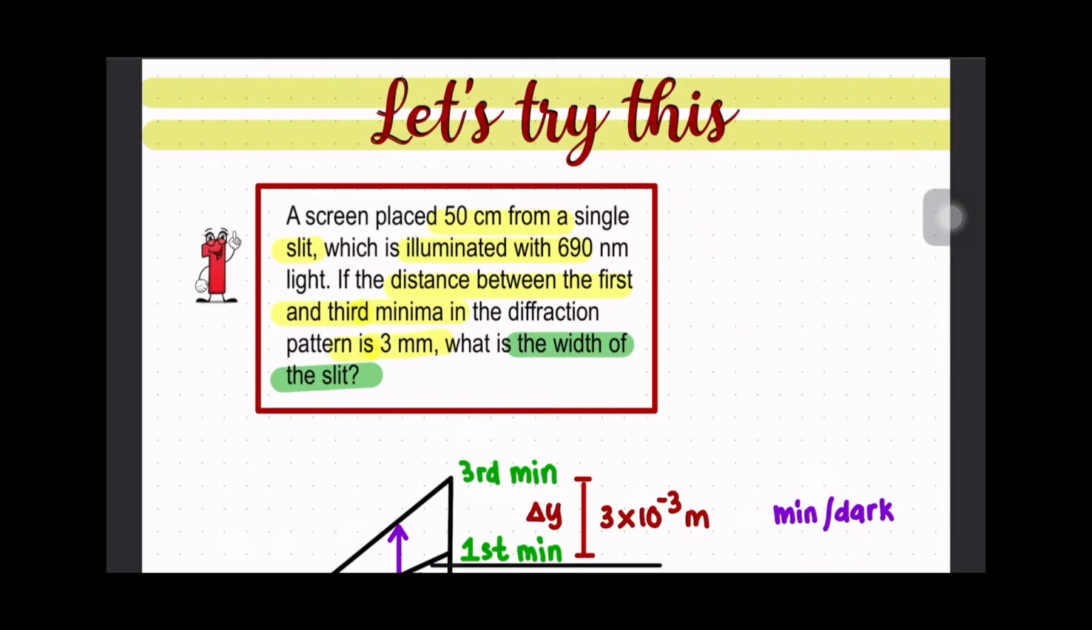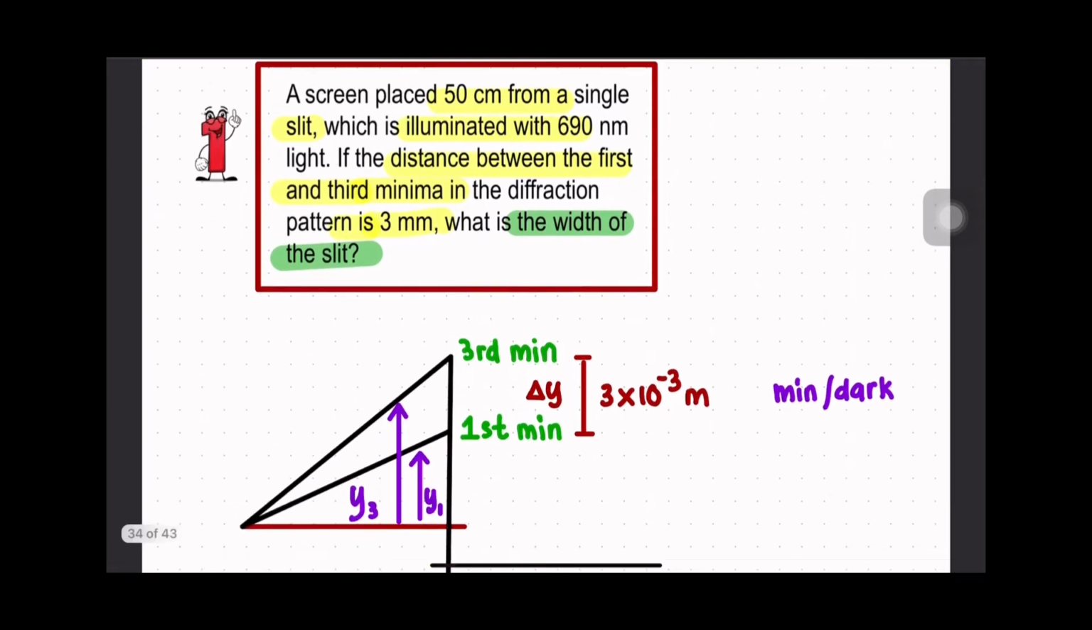Okay, let's try this. Question 1. We have a screen placed 15 cm from a single slit which is illuminated with 690 nanometer light. If the distance between the first and the third minima in the diffraction pattern is 3 mm, what is the width of the slit? Maksudnya nak cari A.